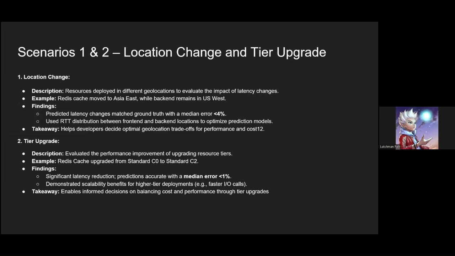This scenario is crucial for applications serving global users, as developers need to balance latency and cost as well. And talking about the second scenario, tier upgrade, which assesses performance improvements when upgrading resource tiers. For example, upgrading a Redis cache from standard C0 to standard C2 showed significant latency reduction, and WebPerf's predictions were highly precise with a median error of less than 1%. This enables developers to weigh performance benefits against additional costs effectively, especially in high traffic applications.